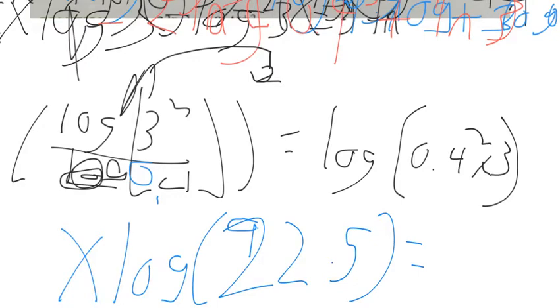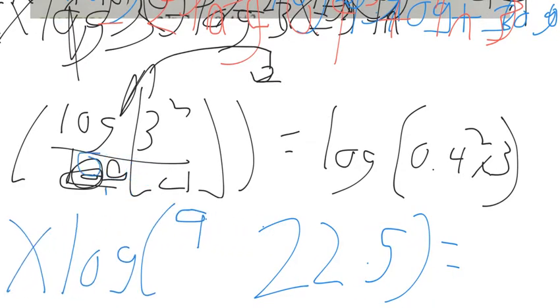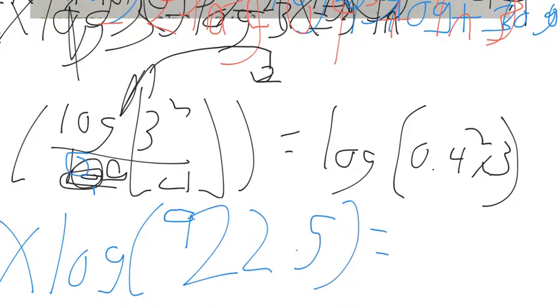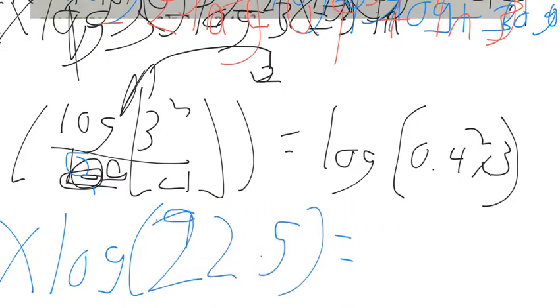Equals 0.4 squared. 0.4 squared times 3. 0.4 squared would be 0.16 times 3 would be log of 0.48.